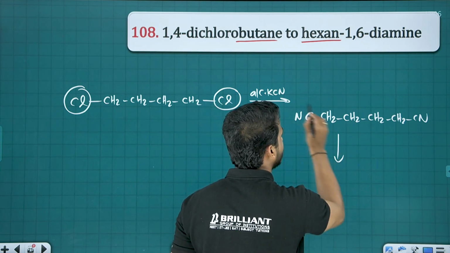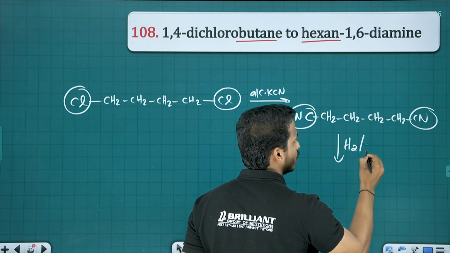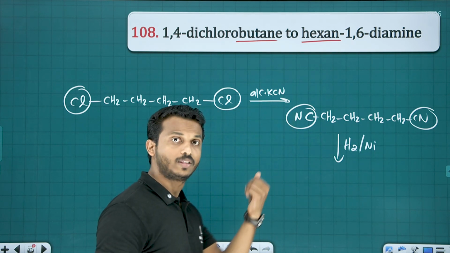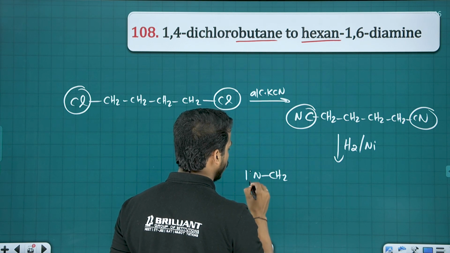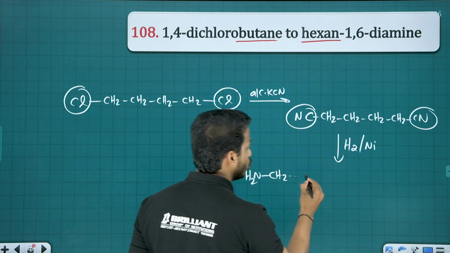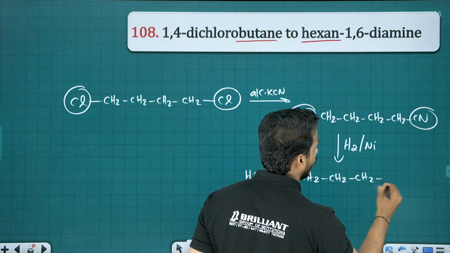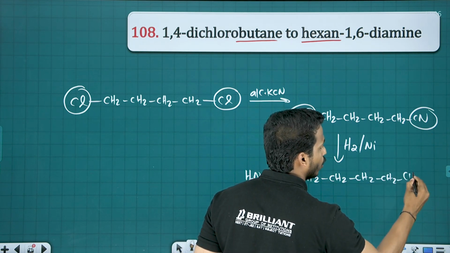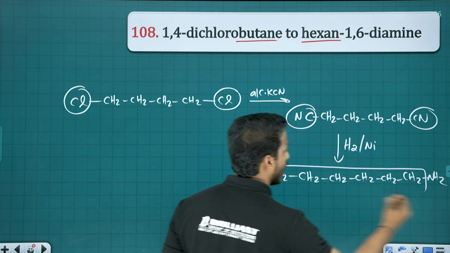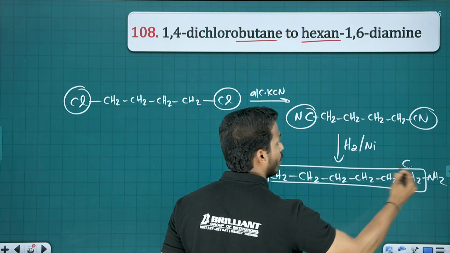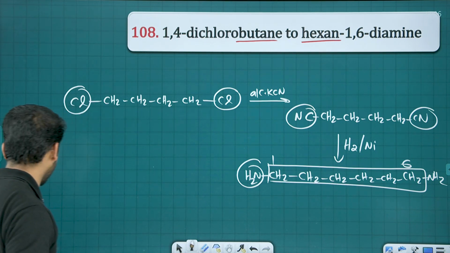Now, how to convert cyanide into amine? We have reduction, hydrogen in presence of nickel or sodium amalgam with ethanol. So, CN becomes CH2NH2, and the middle 4 carbon are already there. The last CN also becomes CH2NH2. See all of you, total 6 carbon, hexane-1,6-diamine. Ready? Yes, NCERT questions are there.